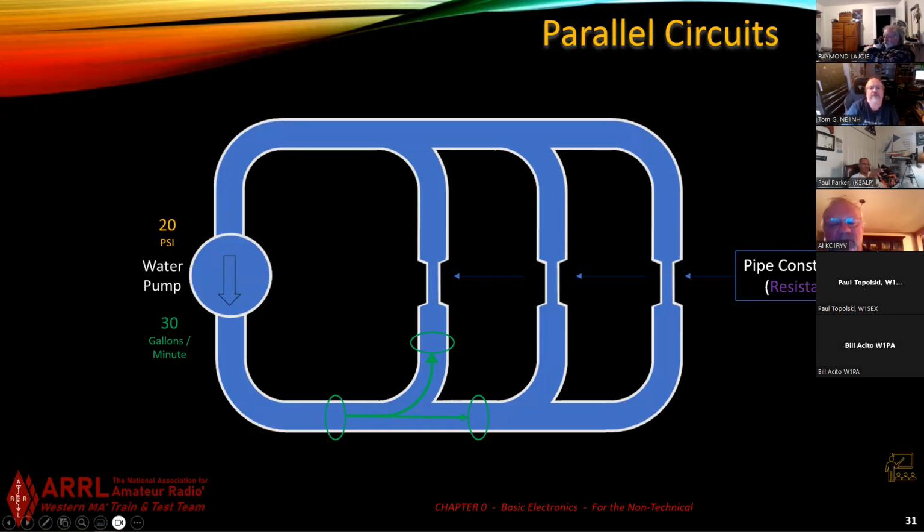Paul, you were saying something? The 30 gallons represents current, correct? Correct. Think about it, hold on for one second. It's not 30 gallons, it's 30 gallons per minute. Per minute, right? Very important.